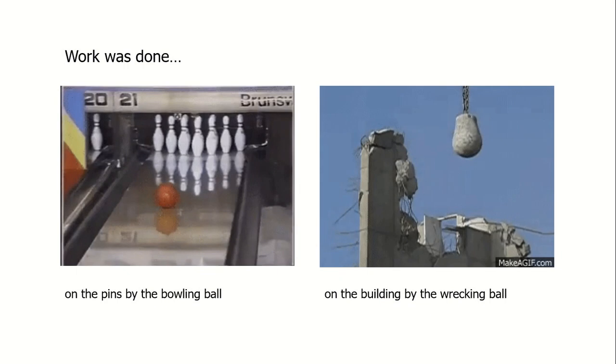In the first scenario, it is the bowling ball doing work on the pins when it displaced them. Meanwhile, in the second one, work was done by the wrecking ball on the old building's walls. The motion of the bowling ball and the wrecking ball allowed the two to do positive work on another object. So, an important observation is this: moving objects can do work.